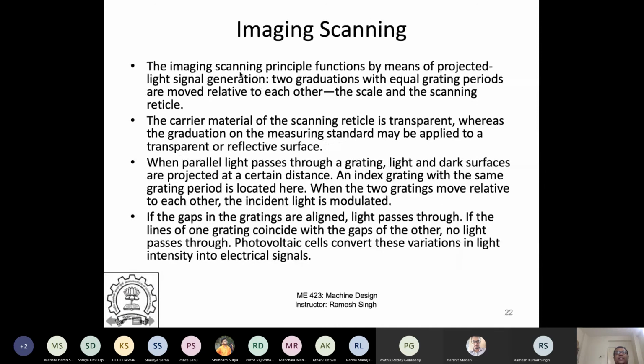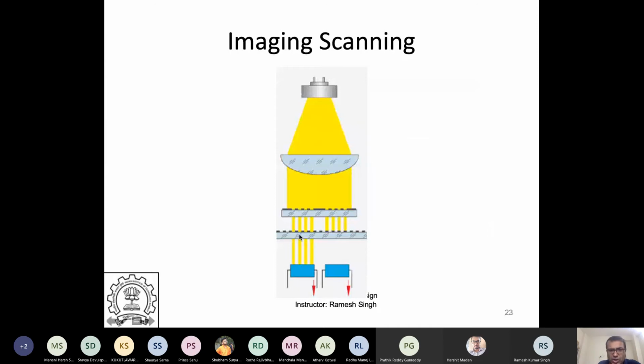And then there's something called image scanning. So this image scanning is a function of projected light signal. So basically there is something called Bragg's grating. If you have this grating, you can have two gratings. So there is the first grating and the second grating. And one grating moves over the other grating, and then you get a signal. This is for very precise positioning. People use a diffraction grating to position accurately.